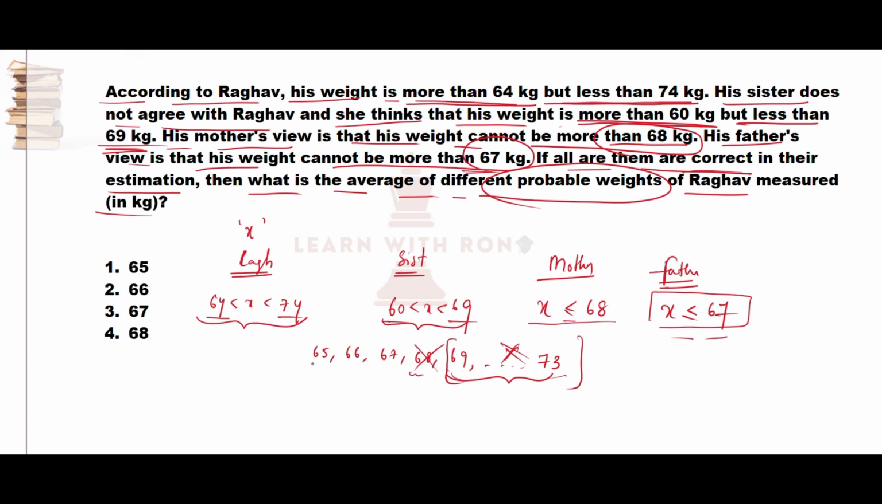Now, we have to find the average of these three numbers. See, these three are in arithmetic progression. So the difference is 1. So the average is nothing but the middle value, which is 66. So the answer here is 66, which is option number 2 here. Let's see our next question.